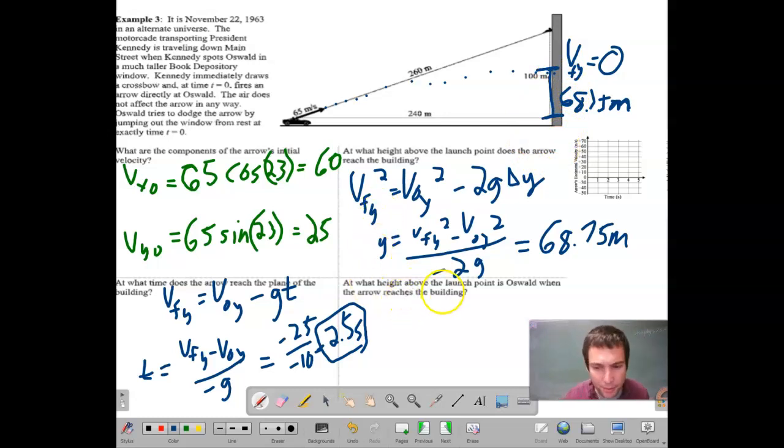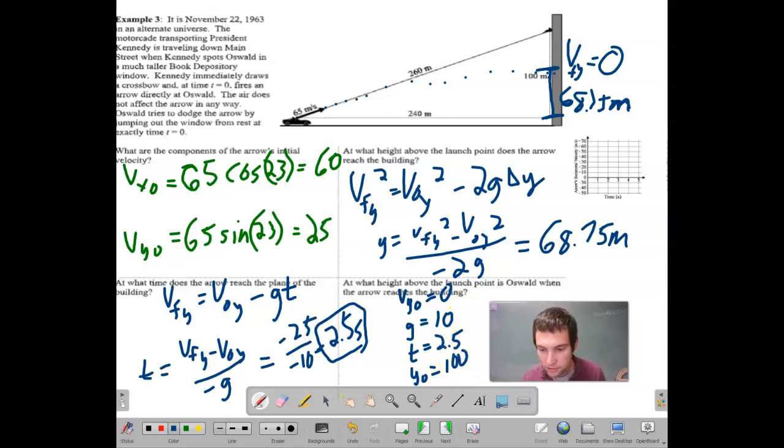At what height above the launch point is Oswald when he reaches the arrow? No, I'm sorry. At what height above the launch point is Oswald when the arrow reaches the building? Okay. So now this is a free fall problem. He's got an initial velocity in the y of 0. He's being accelerated by gravity. The time we know is 2.5 seconds when the arrow will reach the building. And his initial height, if he's up 100 meters above the ground, is going to be 100 meters.